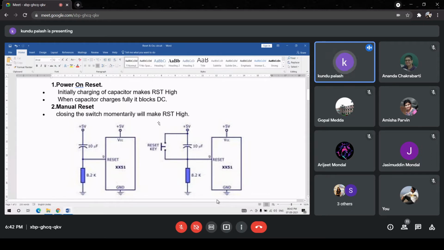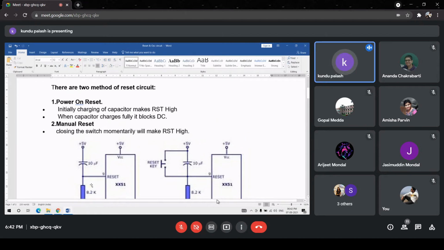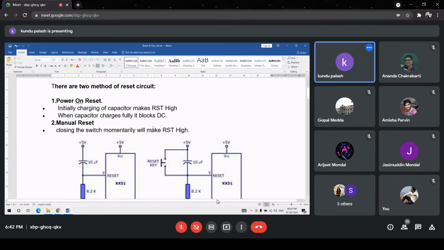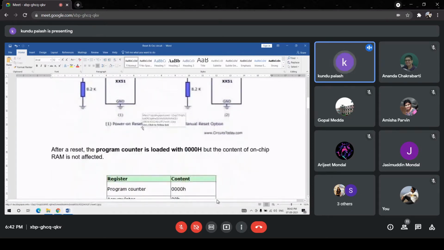Closing the switch momentarily will make the reset RST high. But power on reset occurs every time the microprocessor is powered up. So these are the two types of resetting actions required.